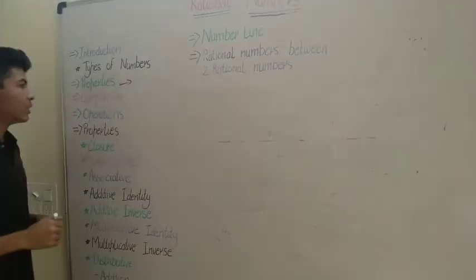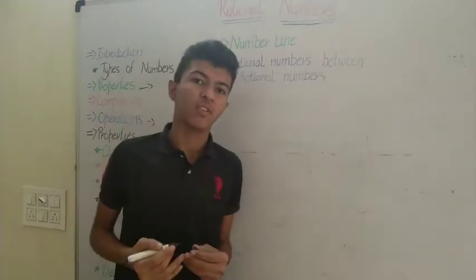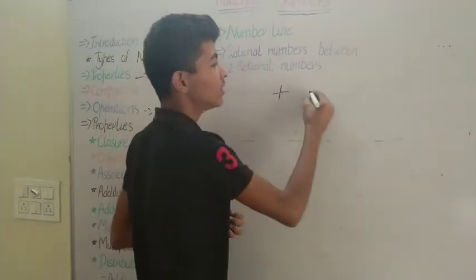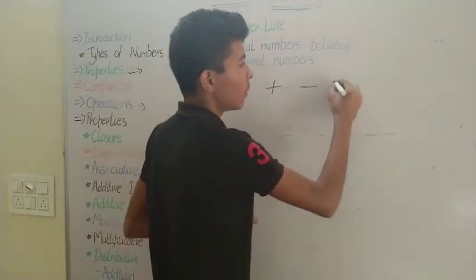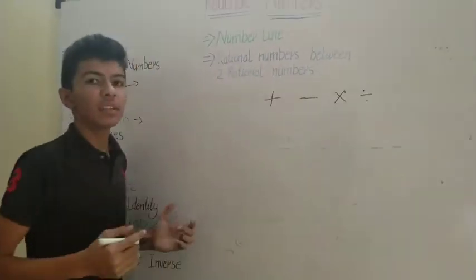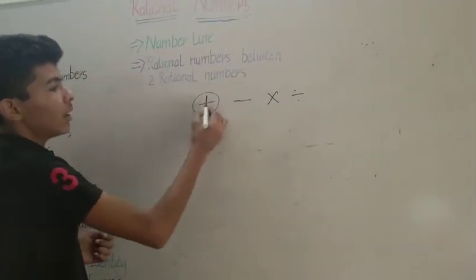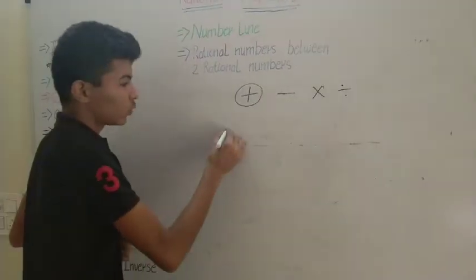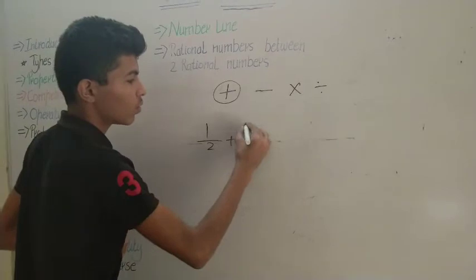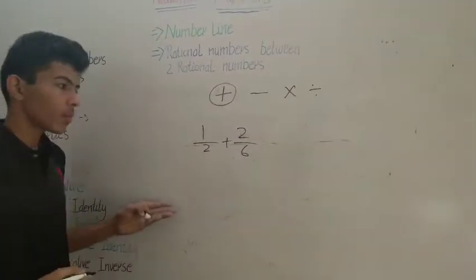So now let's move to the operations. How do we perform the different operations? We know there are 4 fundamental operations. These include addition, subtraction, multiplication, and division. So how can we perform them if the numbers are given? Let's start with addition. Take two numbers, just like 1 by 2 plus 2 by 6.